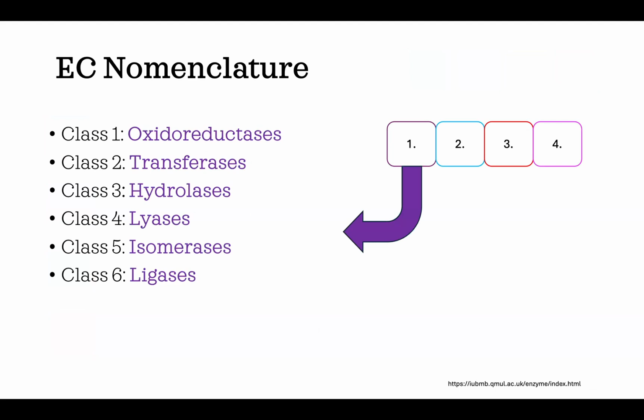So there are the 7 classes that I mentioned, with class 7 being the newest one, which is called translocases. You can see in this slide that you have different enzymes that catalyze reactions using different reaction types, such as oxidoreductases, transferases, hydrolases, lyases, isomerases.